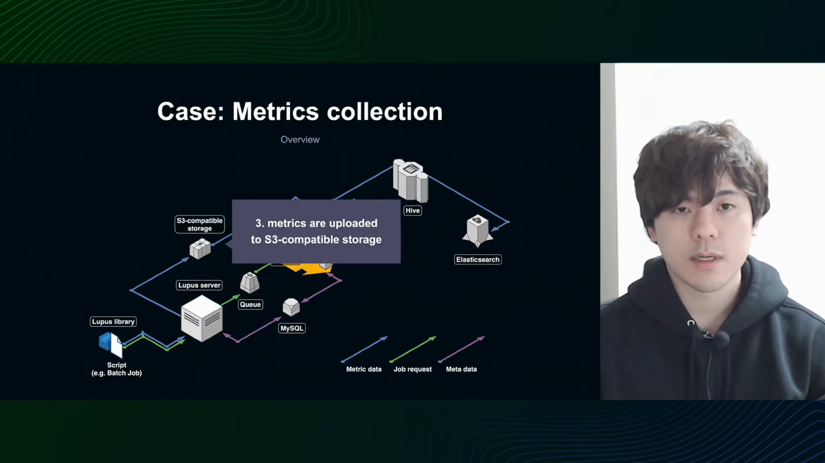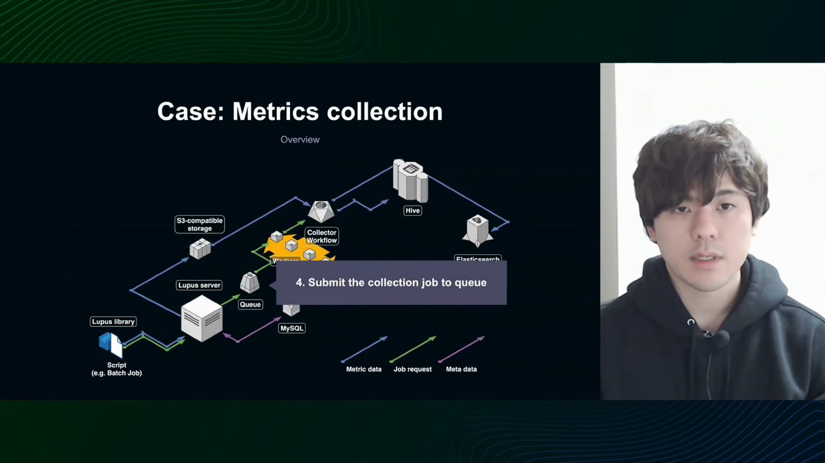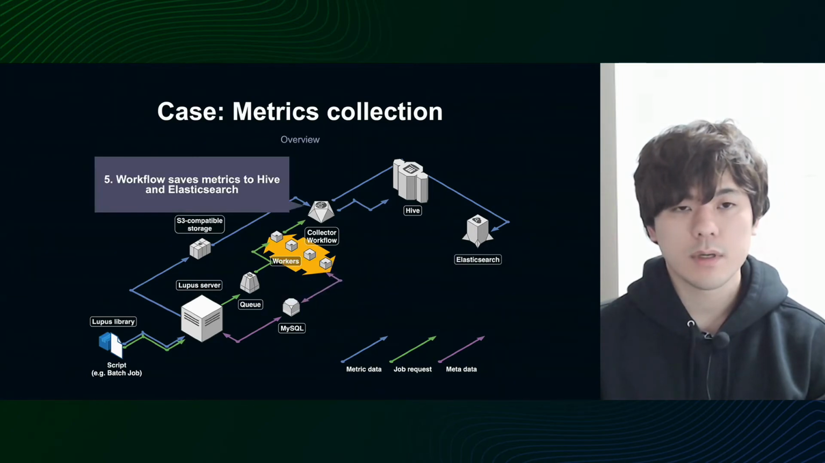Here's the other side of the story after you send it. When the Lupus server receives metrics, it places the data into S3-compatible object storage at once. After that, the job to record the metrics is registered to the job queue. The worker process retrieves the job from the job queue and executes it in Argo Workflows. After retrieving metrics from storage, the workflow validates the data. After confirming that the data is in a normal format, it writes the metrics information to Hive and Elasticsearch. This is the flow until the metrics collected by the user are persisted.